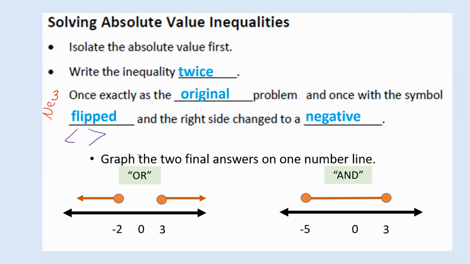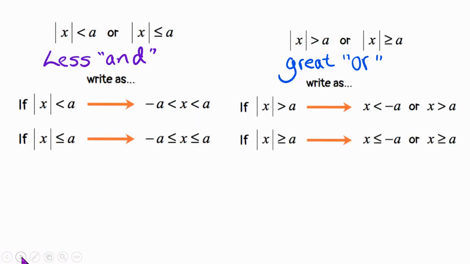When you graph them, you're going to have two possible answers. It could be an OR problem with two arrows going in opposite directions, or it's an AND problem where you shade between the two dots. I just wanted to refresh your memory. Here's how you know if it's going to be an AND problem or a greater than OR problem. It's kind of a play on words: less and, great or. That's how you know if it's going to be an AND problem where we write our answer as one inequality, or an OR where you write it as two separate inequalities.